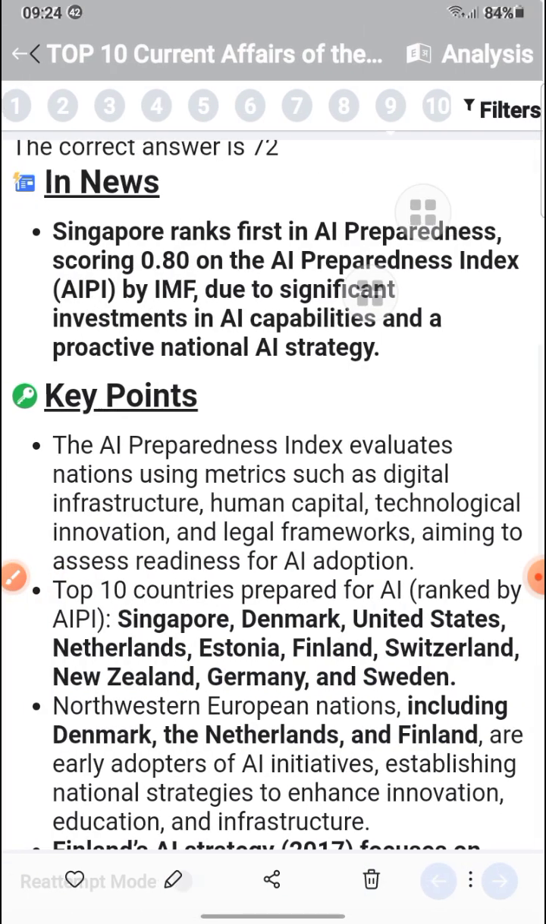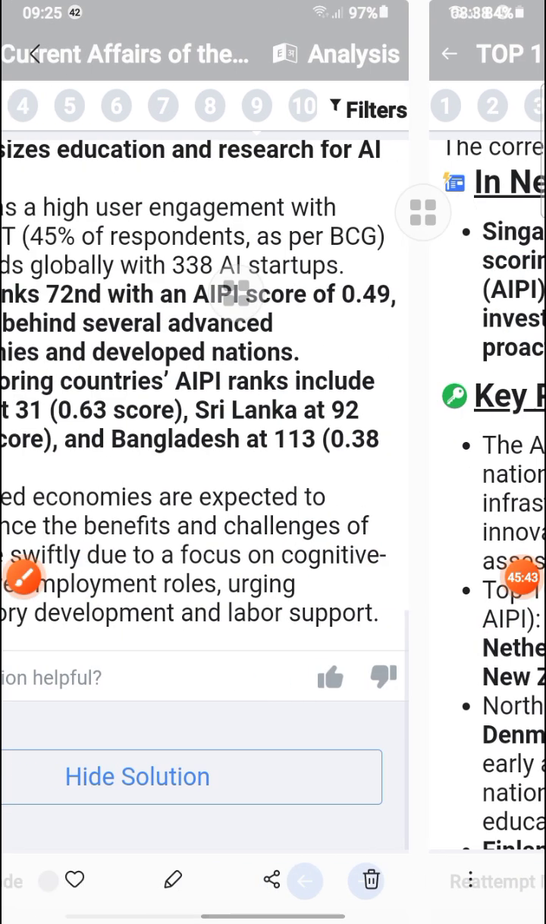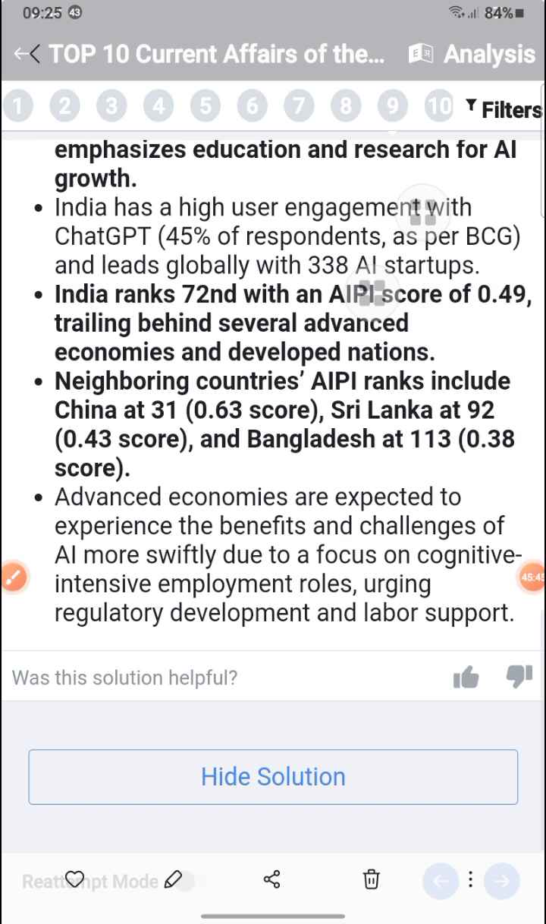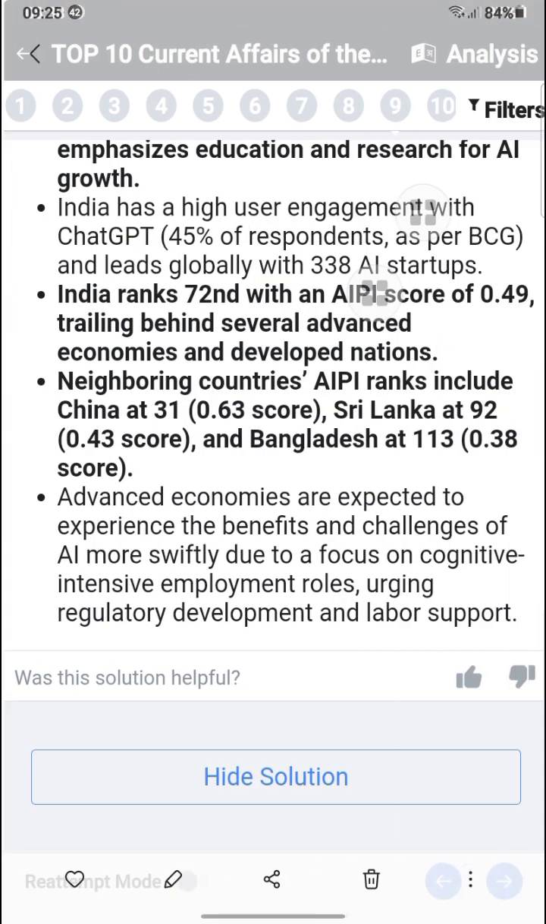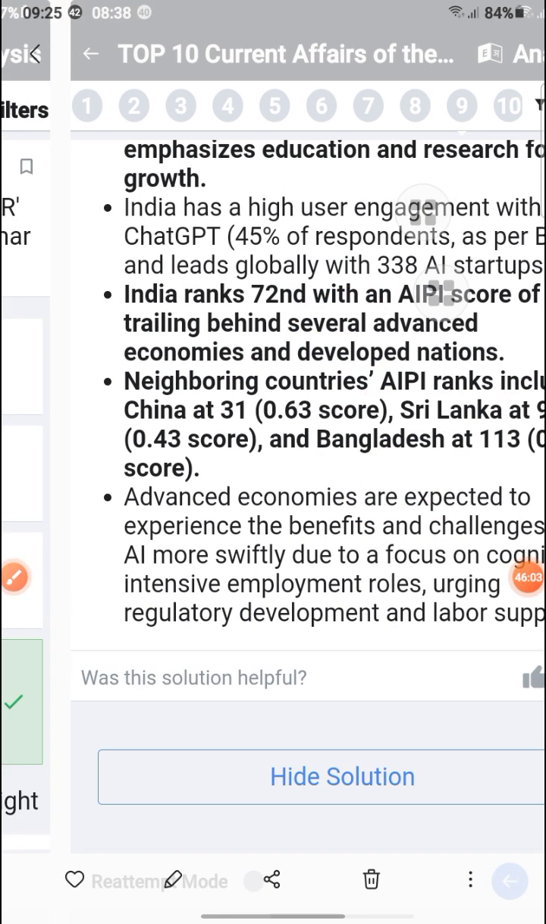Now next is, where does India rank in the AI preparedness index? That was 72. Singapore ranked first in the AI preparedness index, then Denmark, then the United States, then Netherlands, Estonia, Finland. India's rank is 72 in the AI index, trailing behind several advanced neighboring economies, including China at 31, Sri Lanka at 92 and Bangladesh at 113. So we are in a good situation as compared with our neighbors.